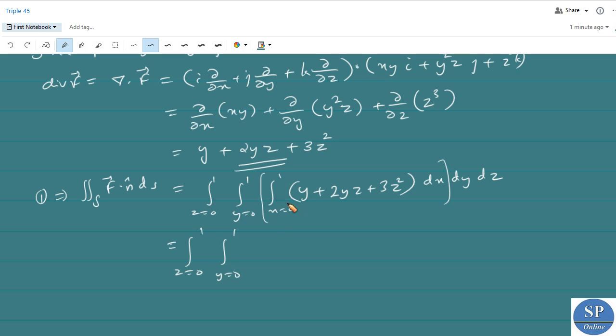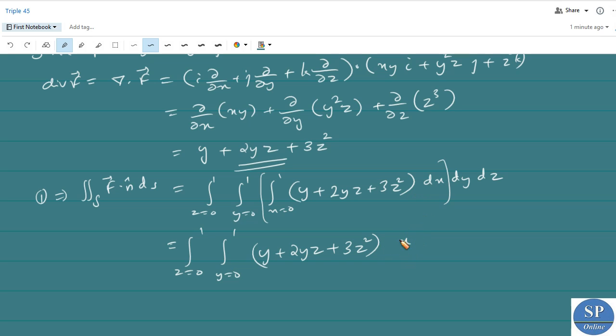And what about the integral with respect to x? So we have yx plus 2yz into x plus 3z square into x. So here actually this is independent of x, right? So we can directly write like this. We can take x outside, or these are constants, y plus 2yz plus 3z square into x.